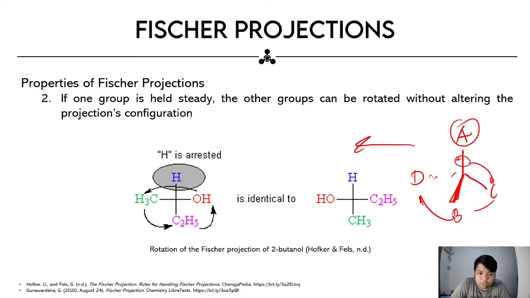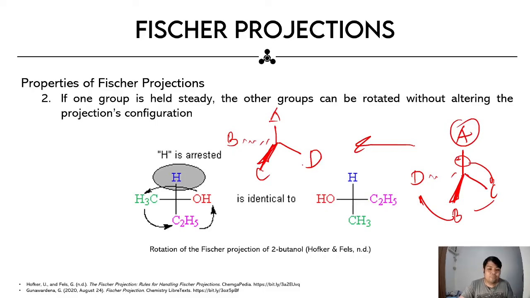So it would look like this. If you can see here, if we do a free bond rotation there, so if you just hold this steady, you will just move the other three substituents. Now C will be at the front, B will be at the back, and D will now lie on the plane of paper. It's just that simple.